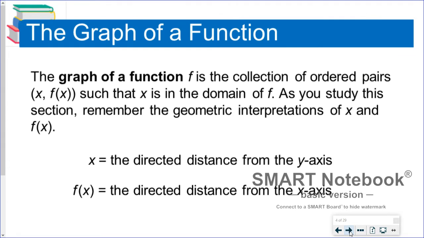All right, so this is just the basic definition of a graph. Hopefully we're all very familiar with what a graph is. It's just a collection of ordered pairs, (x, f(x)), or (x, y), such that x is in the domain of f. Do remember that x, of course, is the distance from the y-axis, and that f(x), or y, is the distance from the x-axis.